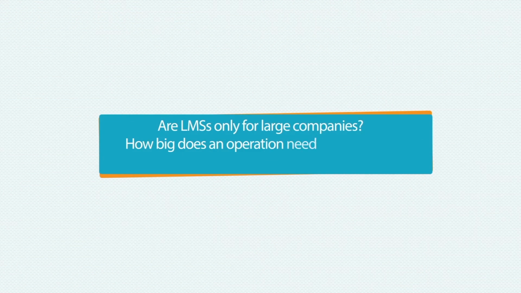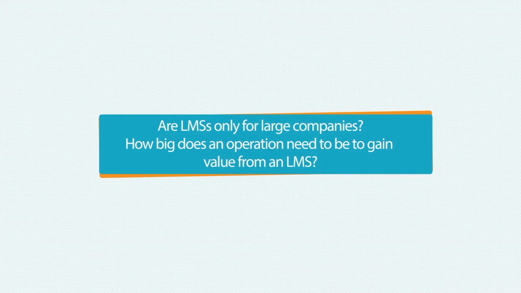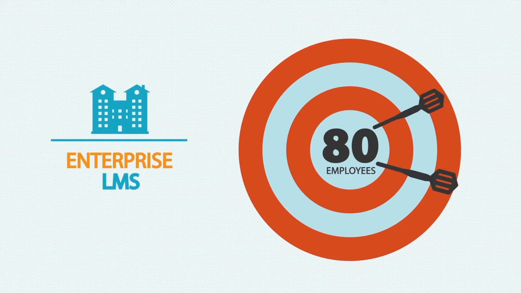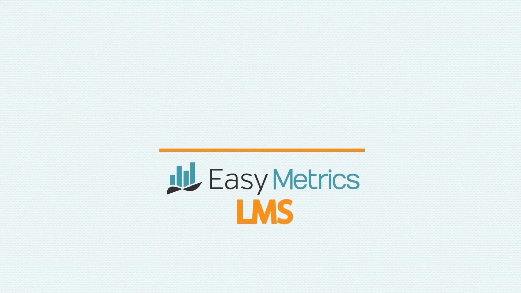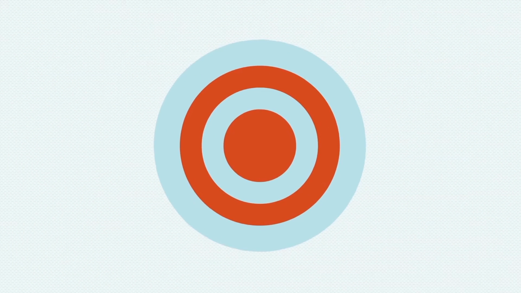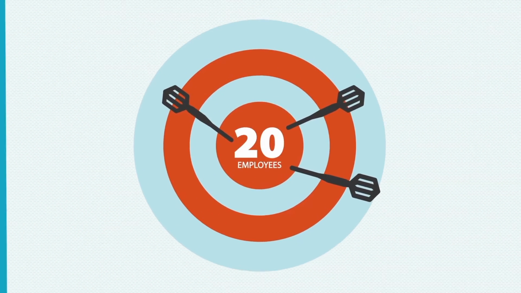Are LMSs only for large companies? How big does an operation need to be to gain value from an LMS? For enterprise-type LMSs, ROI occurs around 80 employees. For EasyMetrics, because it is cloud-based and its approach eliminates the need for engineered labor standards, a strong ROI can be achieved with as few as 20 to 40 employees.